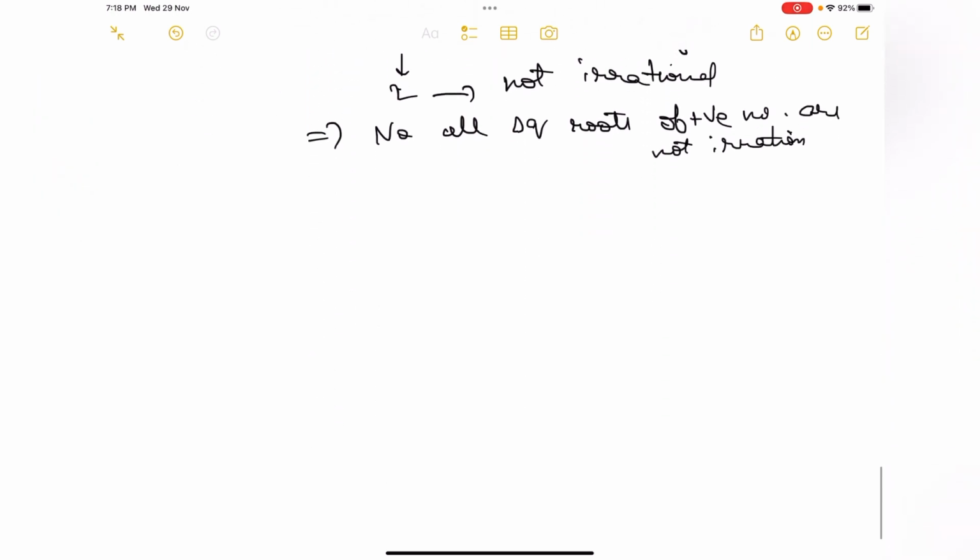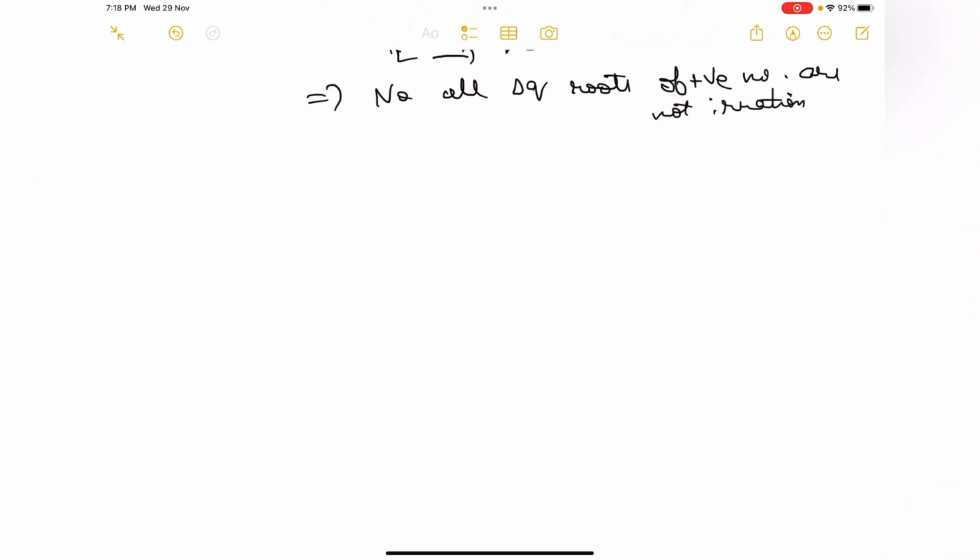Okay, moving on to the third question. They are asking us to represent root 5 on the number line, right? So how do you represent root 5 on a number line?